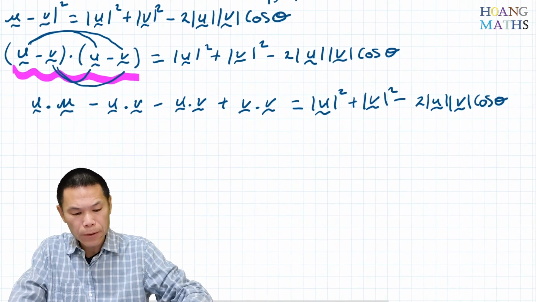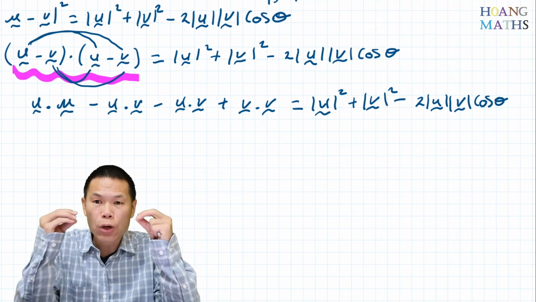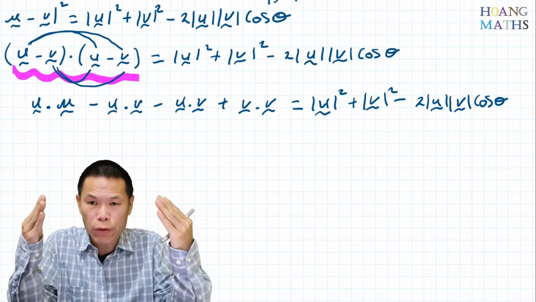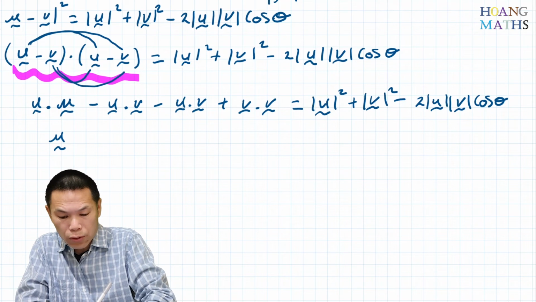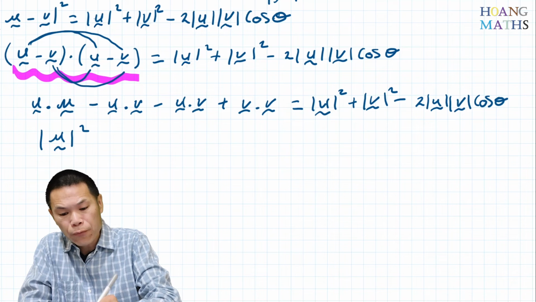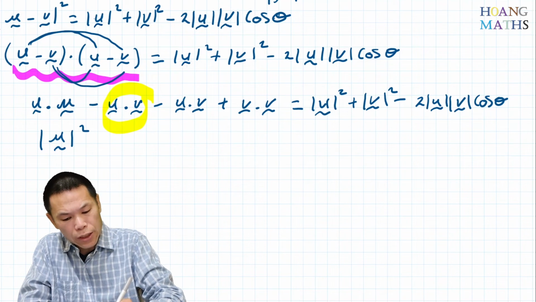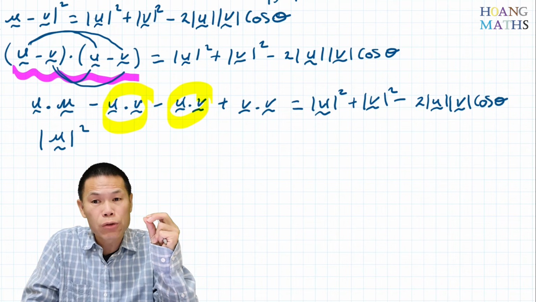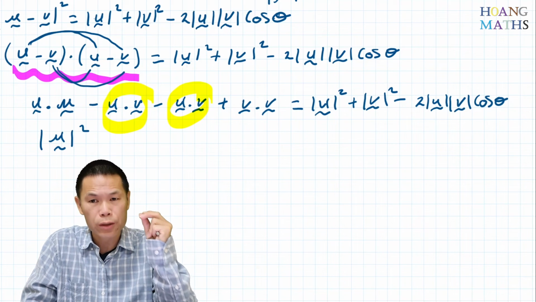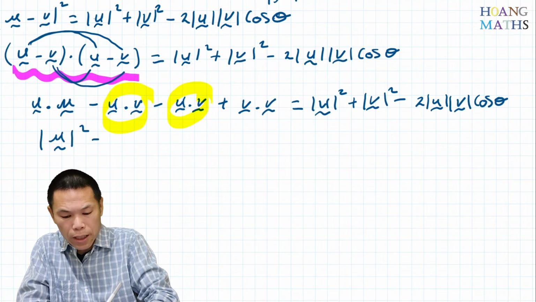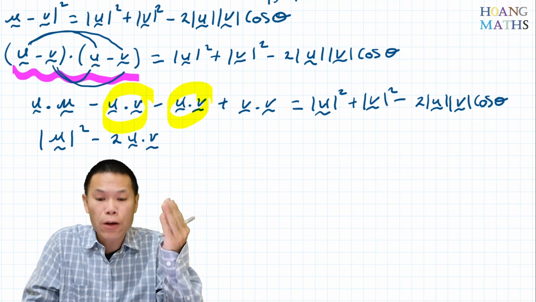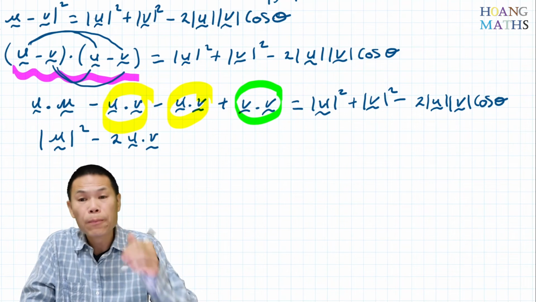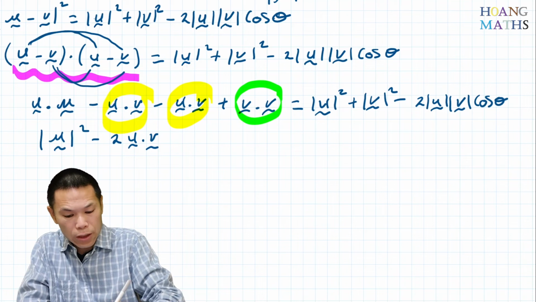So let me just move this up. Now we just simplify this. So we know that U dot U is the magnitude of U squared. So let me just write this down. So the magnitude of U squared. And then we have U dot V and U dot V. So minus U dot V minus U dot V is 2 lots of U dot V, so that is equal to minus 2 lots of U dot V. And then we have V dot V. So V dot V is the magnitude of V squared, so we add the magnitude of V squared.